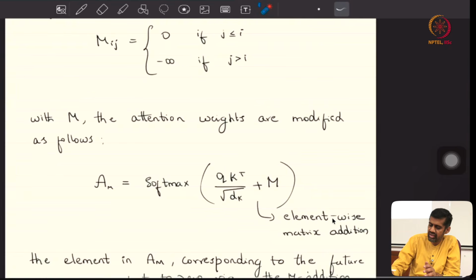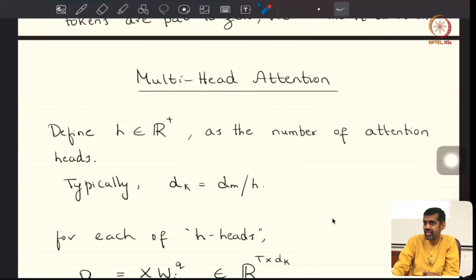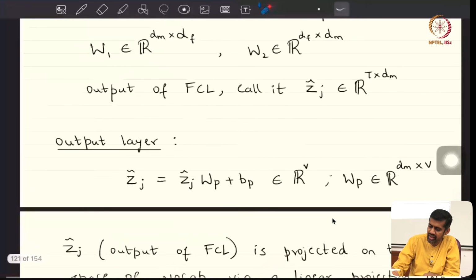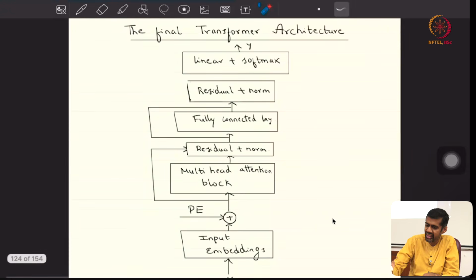Did I talk of multi-head attention? Okay, so it is done now, and then we have the fully connected layer and so on. So finally this is how a transformer looks. Just for the sake of completeness, I think I have drawn this as well. Yeah, so this is how it is.